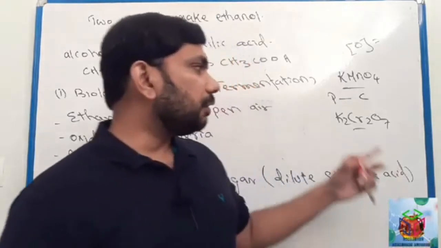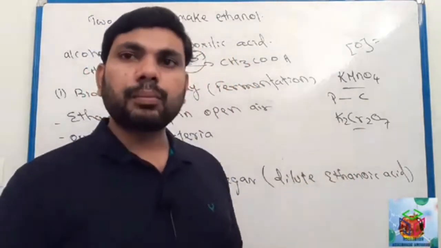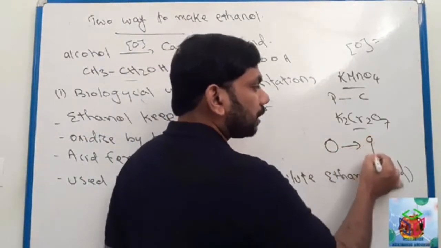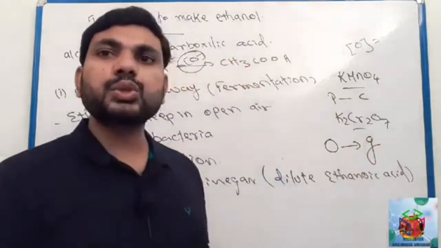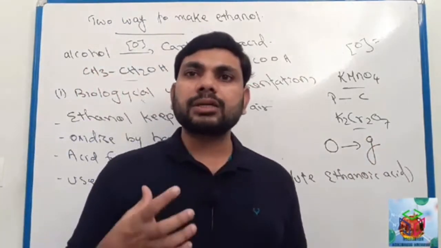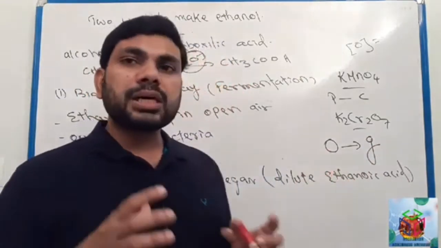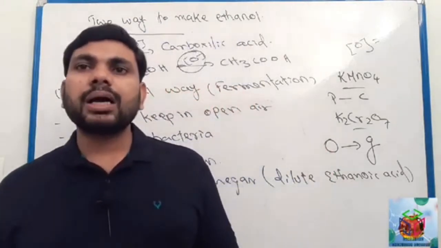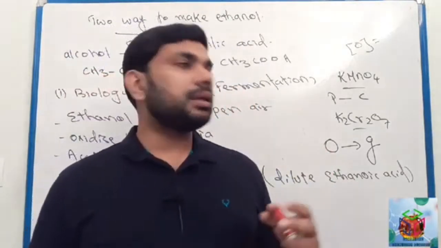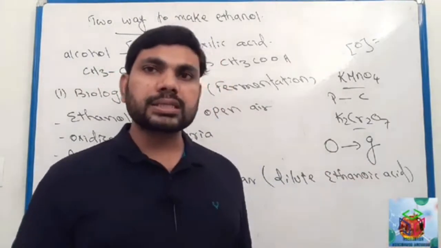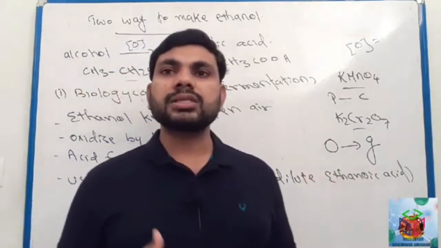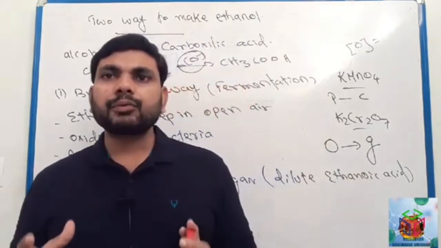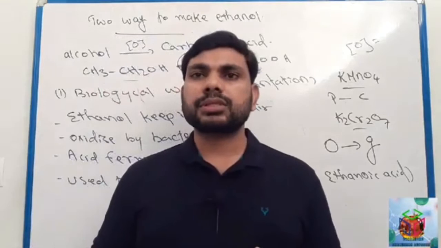Clear? Similarly, we can use potassium dichromate. Potassium dichromate is orange color. After oxidation, it will turn to green. Potassium dichromate mixed with alcohol and heated very strongly, then it will turn to carboxylic acid and the orange color turns to colorless.